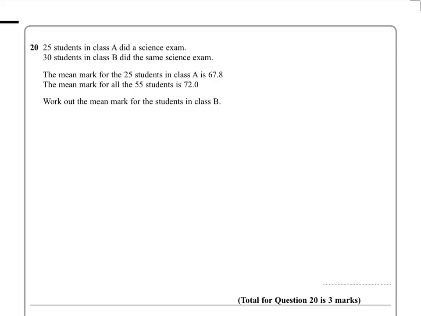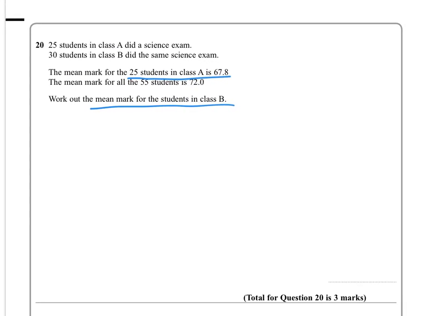For this question, 25 students in Class A did a science exam, 30 students in Class B did the same science exam. The mean mark for the 25 students in Class A is 67.8. The mean mark for all the 55 students is 72. Work out the mean mark for the students in Class B. So for this question, I would look carefully at this information because at the end of the day, you want the mean mark for all the students in Class B.